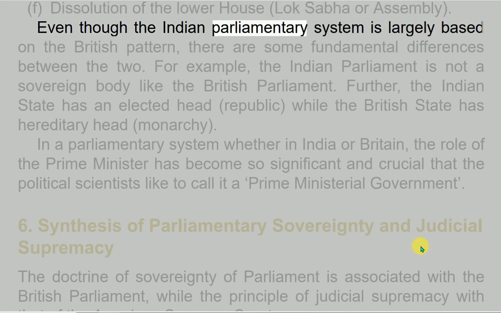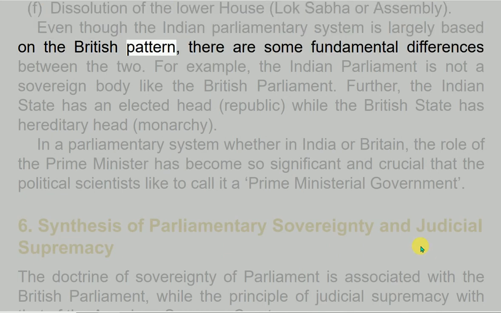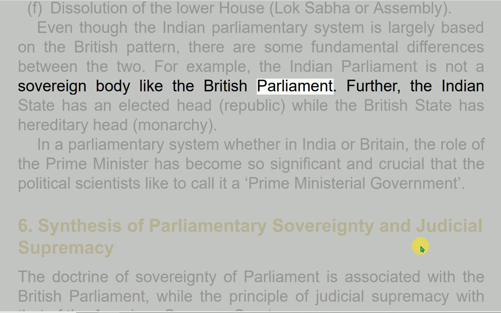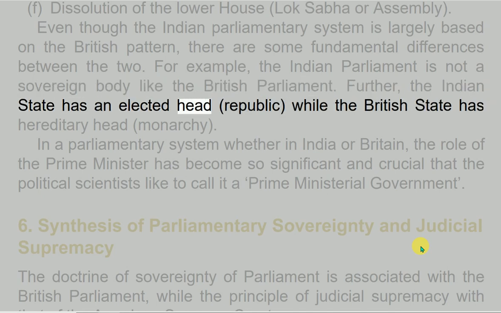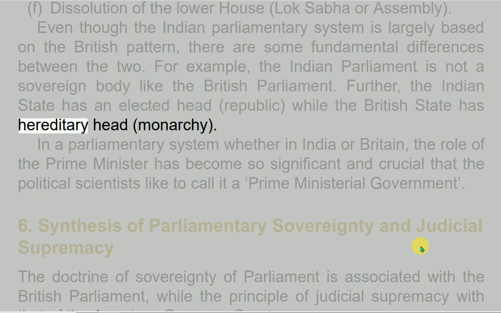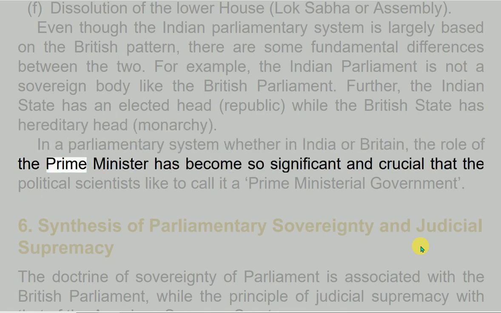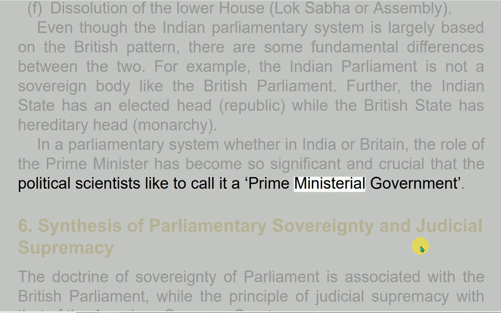Even though the Indian parliamentary system is largely based on the British pattern, there are some fundamental differences between the two. For example, the Indian parliament is not a sovereign body like the British parliament. Further, the Indian state has an elected head, republic, while the British state has hereditary head, monarchy. In a parliamentary system, whether in India or Britain, the role of the prime minister has become so significant and crucial that the political scientists like to call it a prime ministerial government.